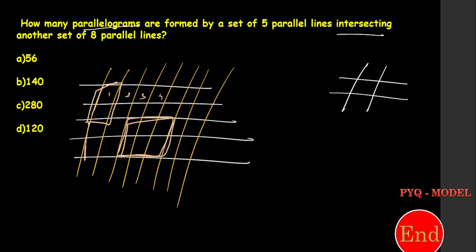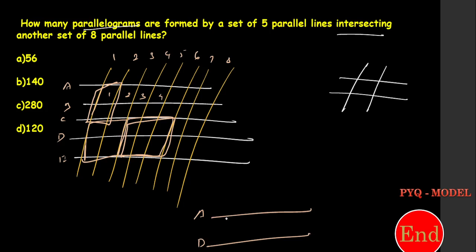Okay, if I take 4 boxes, that is one parallelogram. So if I combine 2 or more boxes, that is also one parallelogram. So select any 2. Let's take 1, 2, 3, 4, 5, 6, 7, 8, 8 numbers. Here A, B, C, D, E. I'm going to take A and D, and take the second line and the 7th line.